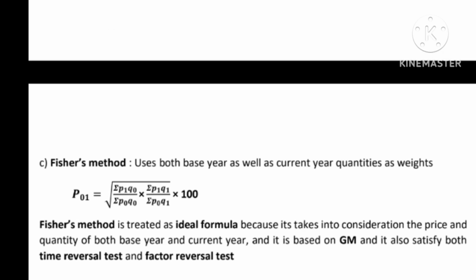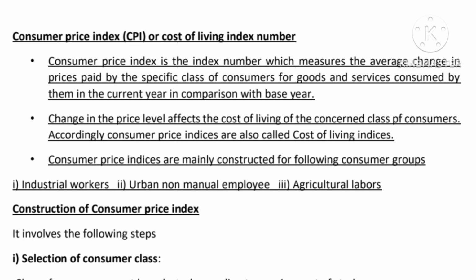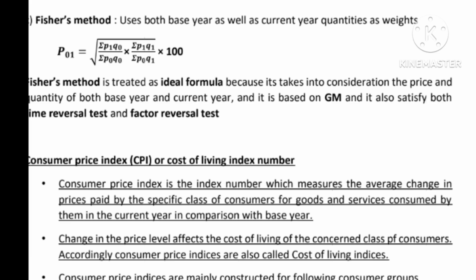Next comes the consumer price index number, or cost of living index number. The consumer price index number is the index number which measures average change in prices. It mainly focuses on prices paid by a specific class of consumers, like industrial workers, urban non-manual workers, or agricultural laborers. Only a specific class of people, and the goods and services consumed by them in the current year in comparison with the base year. So usually CPI compares the current year prices with the base year prices. This is the main function of CPI: comparison of current year price with the base year price, only for a specific class of consumers, for goods and services.